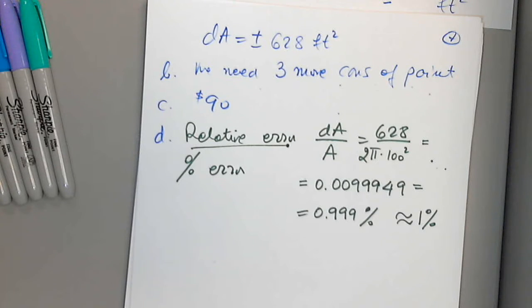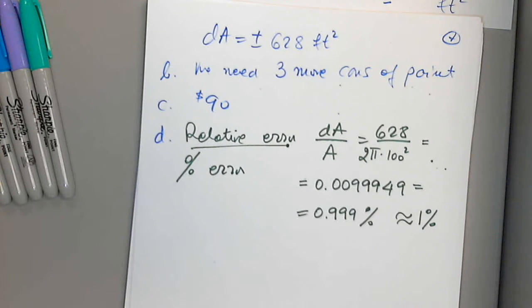When I get lazy, I do this: 628 divided by 2 divided by pi divided by 100 squared, if I don't want to put parentheses. But you have to tell the calculator to divide everything sequentially. Or you tell the calculator, calculate this, and then divide 628 by the answer.